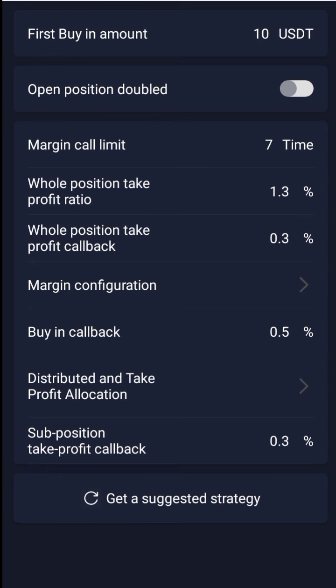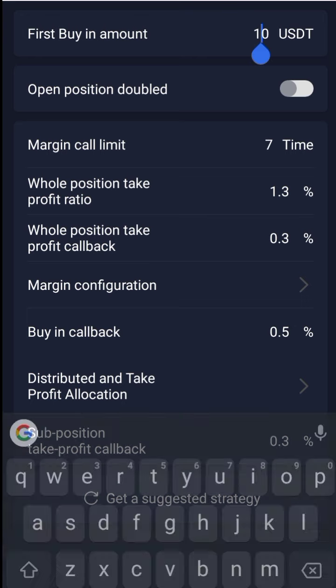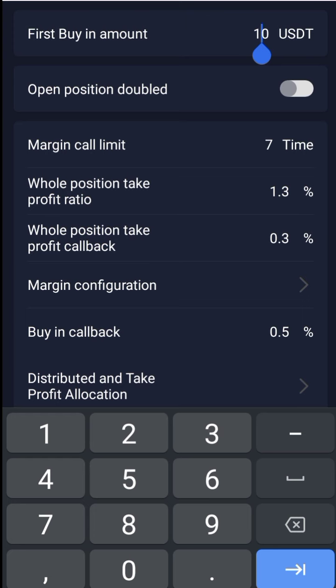Then let's see our first buy-in amount. You can put whatever amount you want to buy first. You can put $20, you can put $100, or you can put $500, depending on what you have in your account. But for this training, we are going to use $10.